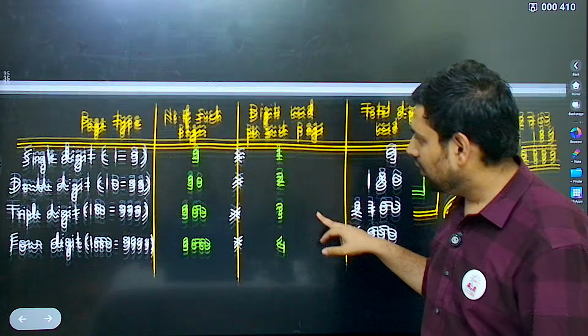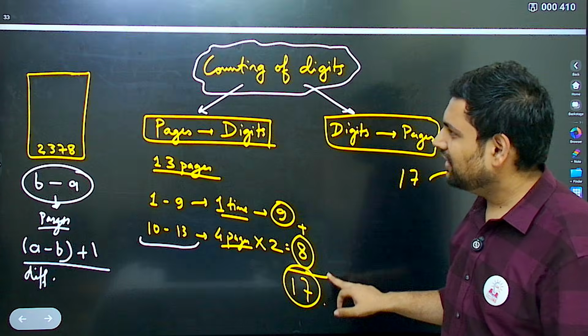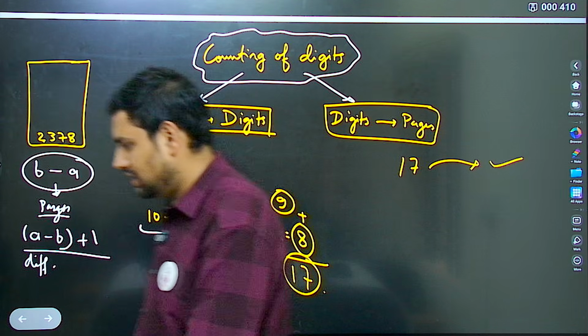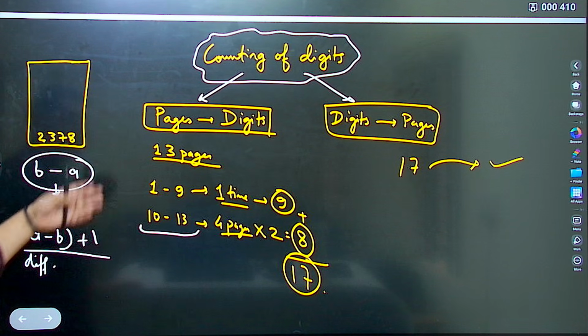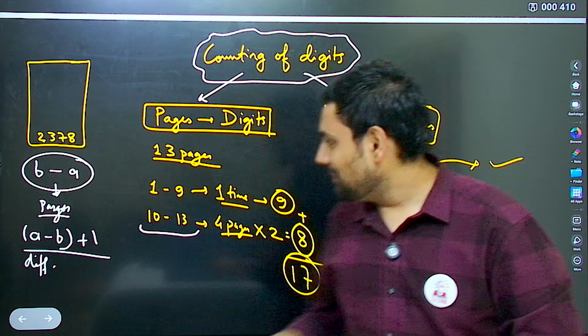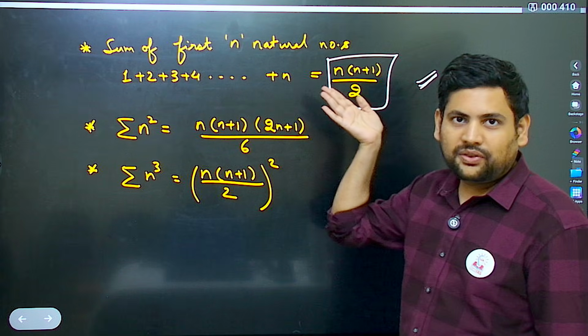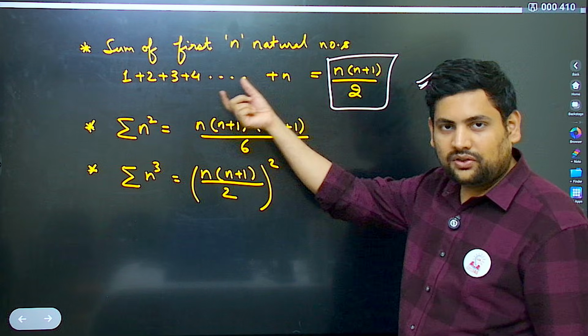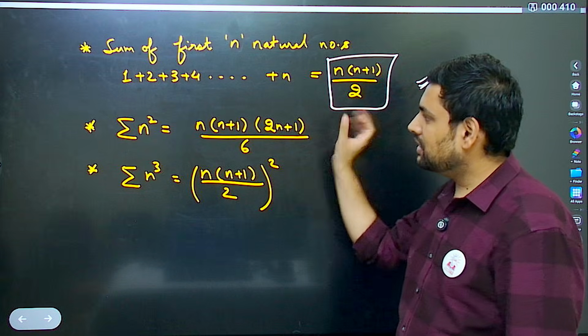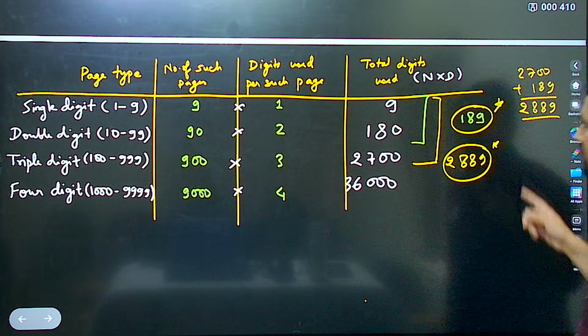Wait, before that, counting of digits. See, counting of digits, you just see. Not many questions, but let's see this. So basically, pages to digits and digits to pages. If you remember, what were the numbers that you need to remember? This. See, sum of n digits was n. The sum of 1 to n natural numbers is n into n plus 1 by 2. This formula is fine. Then, yeah, this you have to remember.